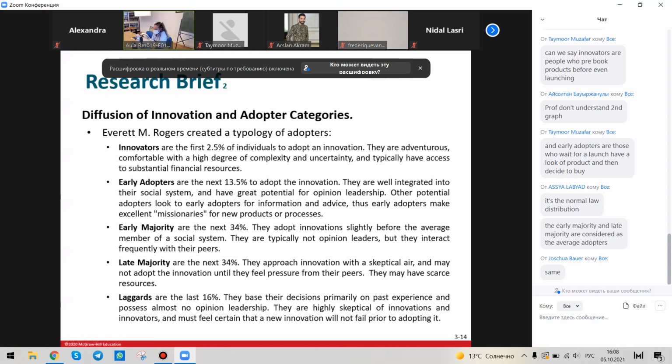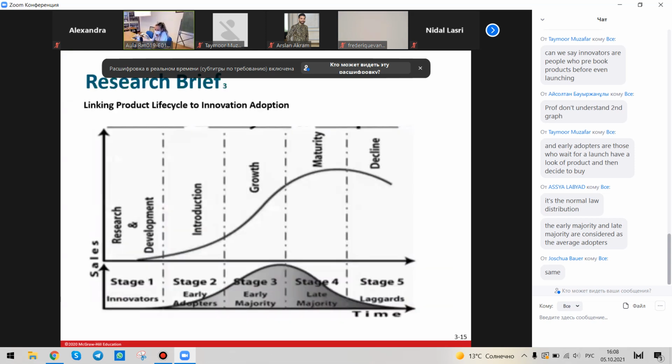What is interesting is that this bell-shaped curve that represents innovation adoption can be used together with this representation, which is the traditional representation of the product life cycle, okay? So here we have the Rogers curve about innovation adoption with the 5 categories of subjects.